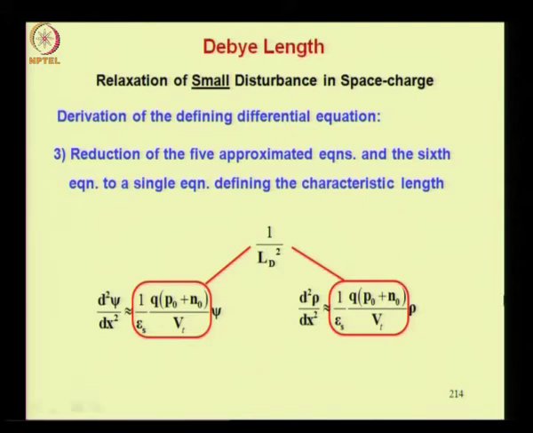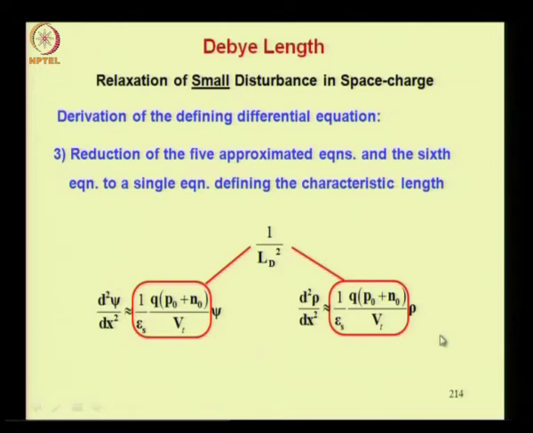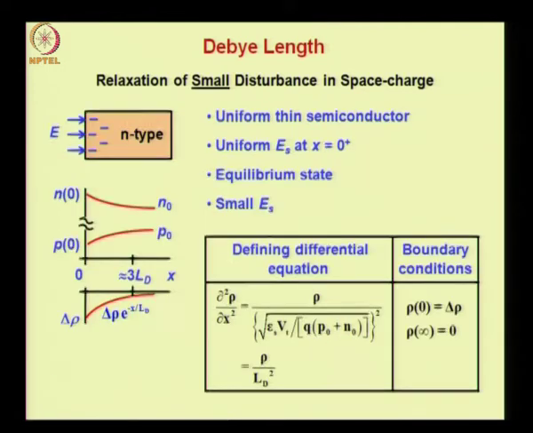Now using the fact that dimensionally this quantity can be identified as 1 by LD square, because on the left hand side you have d square psi by dx square, 1 by length square, and that length we are calling the Debye length in memory of the scientist who proposed this length, Debye. So now we need to solve the equation and interpret this length. So the equation is given here.